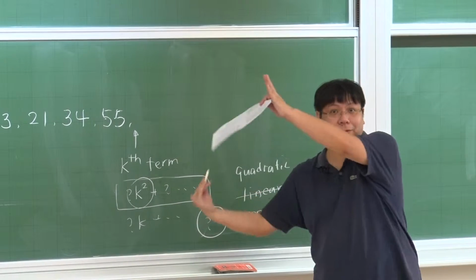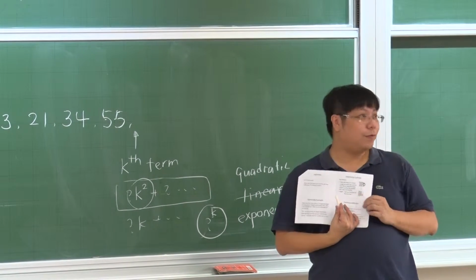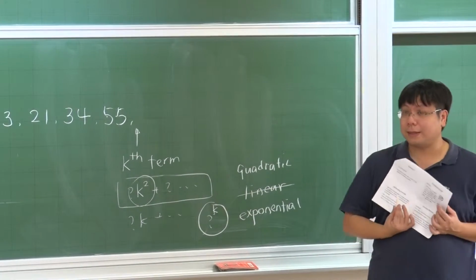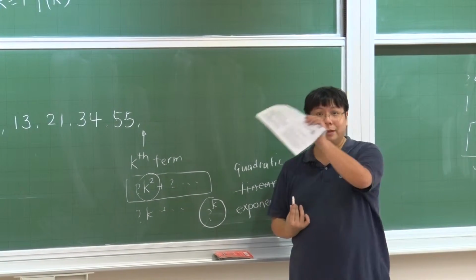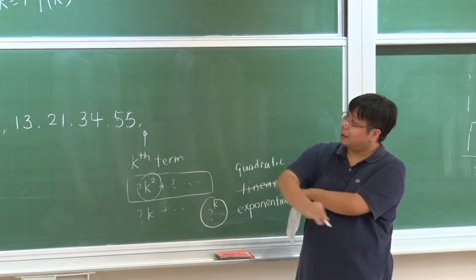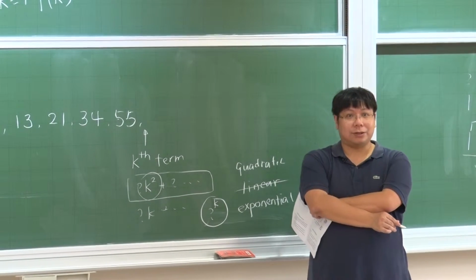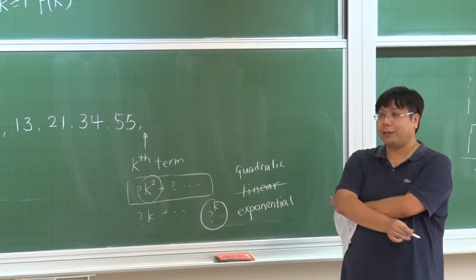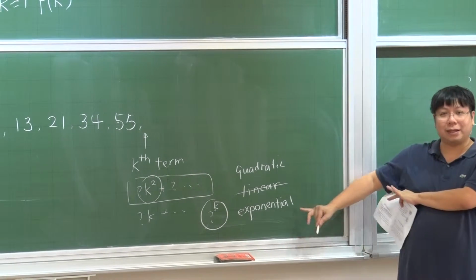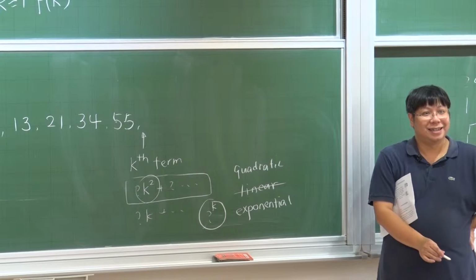Okay, 2, 4, 6, 8, 10, it is linear. 3, 6, 9, 12, 15, it is linear. So it doesn't look linear. The gap is larger and larger, right? But it could be quadratic, it could be cubic actually. It looks like k to the power 3. Or do you think it is exponential? What do you think?